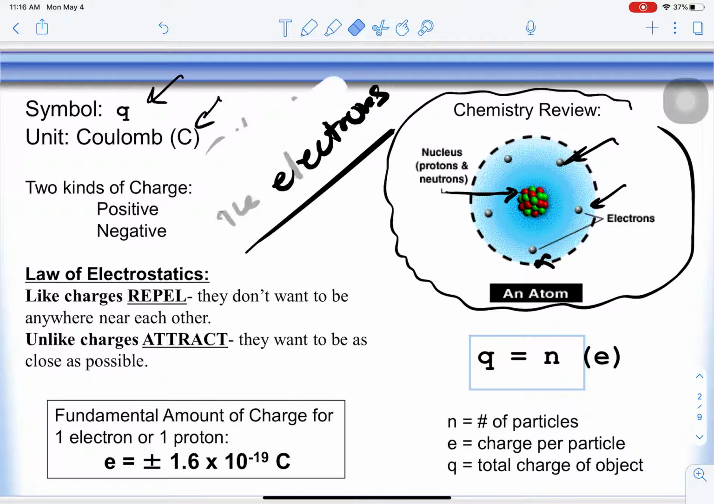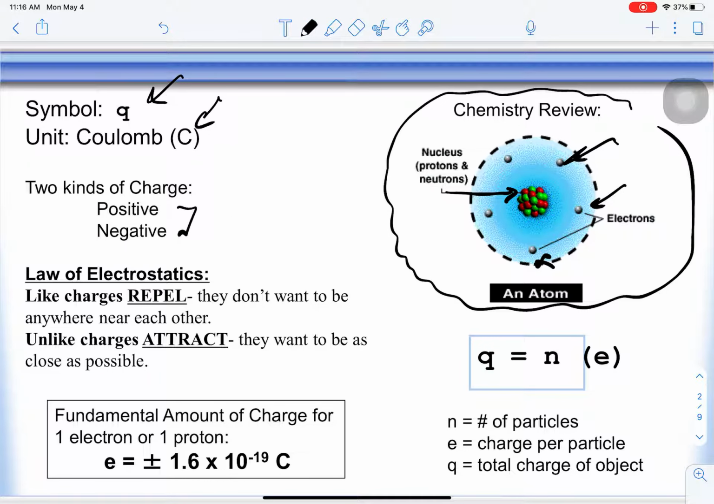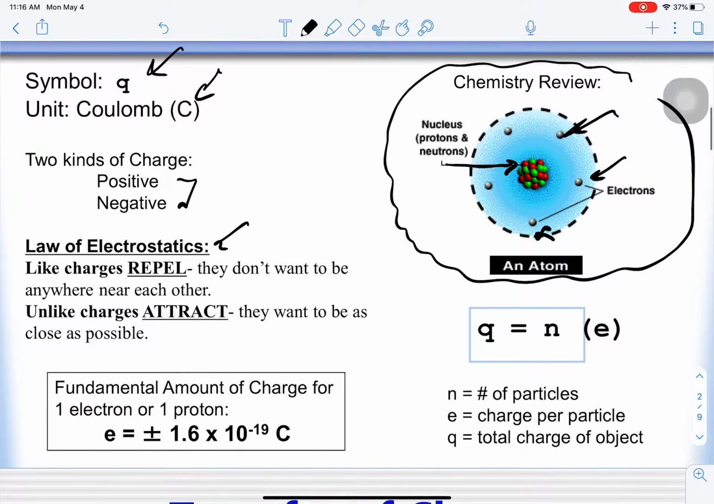We're modeling this two-charge system, so we just have positive and negative charges. That's it. Now, the law of electrostatics: like charges repel, unlike charges attract. So positives repel positives, negatives repel negatives, positives are attracted to negatives, negatives are attracted to positives. Now, we also know from the data that neutrals are attracted to positives and neutrals are attracted to negatives. And I'm going to show you why that is right after this slide.